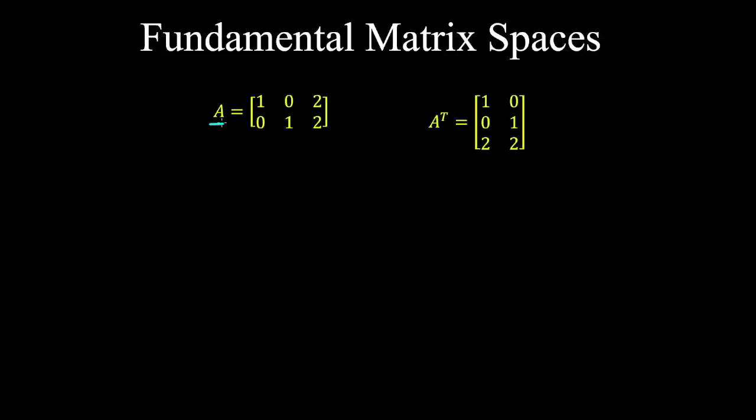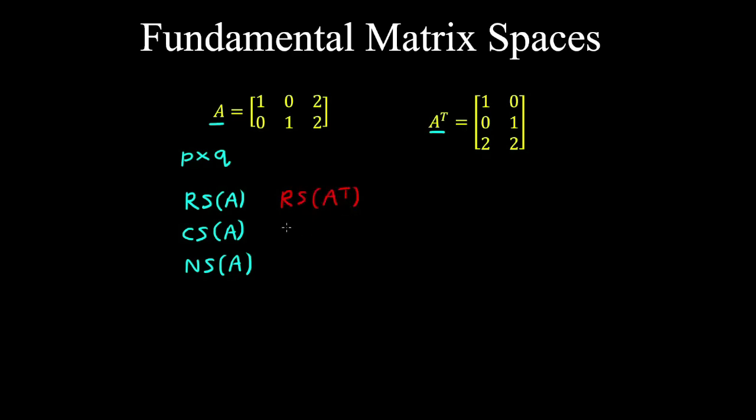Suppose we have a matrix A which has p rows and q columns. There are 6 vector spaces for this matrix and its transpose. So for matrix A, we have the row space, the column space, and the null space. And similarly for the transpose of A, we have a row space, a column space, and a null space.